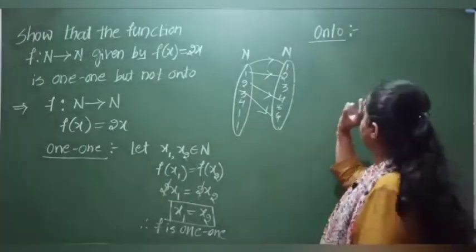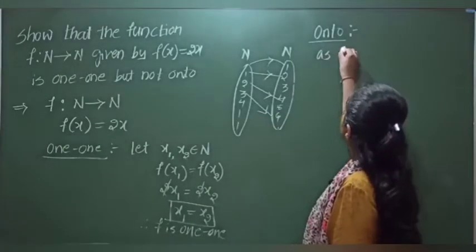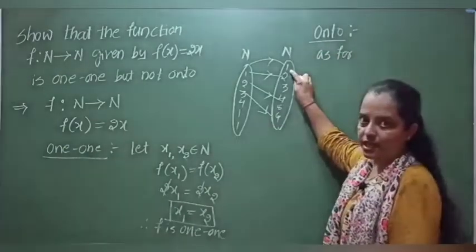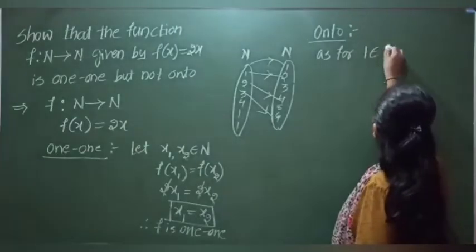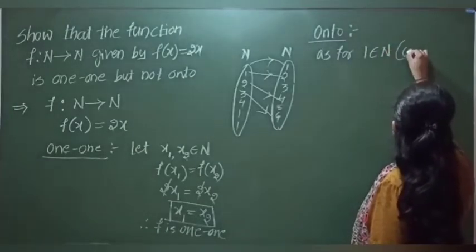So how to write this mathematically? As for 1, I take this element, right? 1 belongs to N, that is what here? The codomain.